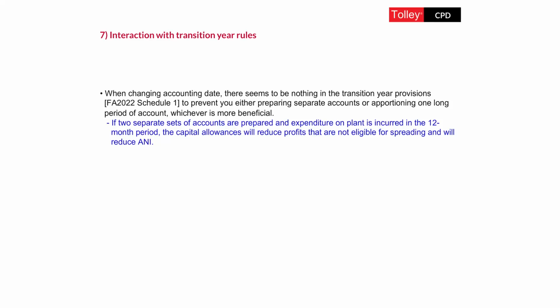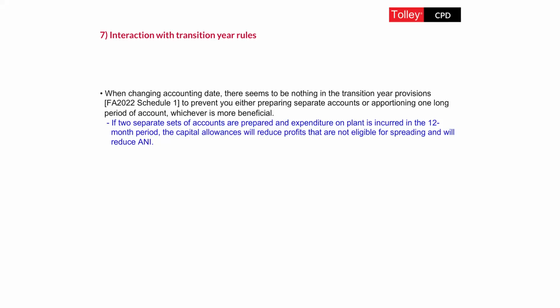And remember that if two separate sets of accounts are prepared and expenditure on plant is included in the 12-month period, then the capital allowances will be given in that 12-month period. If you assume that it's plant and machinery that's covered by annual investment allowance, those capital allowances will be given in the 12-month period, and they will reduce profits that are not eligible for spreading, which is obviously going to be good news. And they will also be reducing your adjusted net income, which obviously may save you having your personal allowance abated, or perhaps save you being subject to the high income child benefit charge.